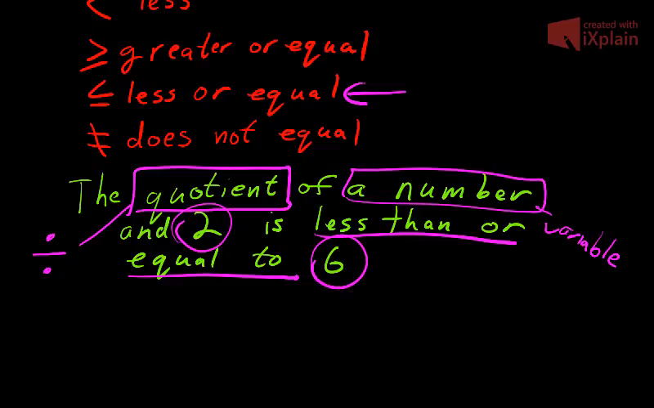So let's run through all of that again. The quotient, meaning division, of a number and 2. Meaning we're going to pick a variable. I don't really care what you use. You can pick your favorite letter. We can use W, we can use Q. I'm going to make my variable be a smiley face. So we're going to do the quotient of that number, my smiley face, and 2. So we have smiley face divided by 2. And that needs to be less than or equal to 6. Less than or equal to is this sign right up here. So we have less than or equal to 6. And that's all you're going to do to write that.